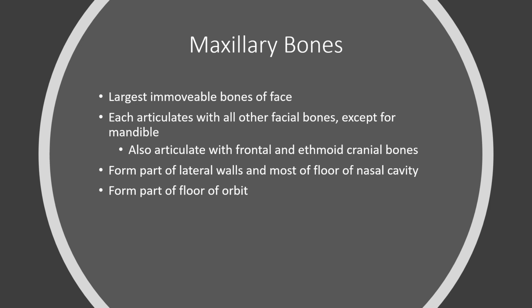All right, our maxillary bone is the largest immovable bone of the face. The largest movable one would be the mandible. Each articulates with all the other facial bones except for the mandible. The maxillary bone doesn't actually articulate with the mandible. The mandible articulates with the temporal bone. The maxillary bones also articulate with the frontal and ethmoid cranial bones. It forms part of the lateral walls and most of the floor of the nasal cavity, and it forms the medial part of the floor of the orbit.